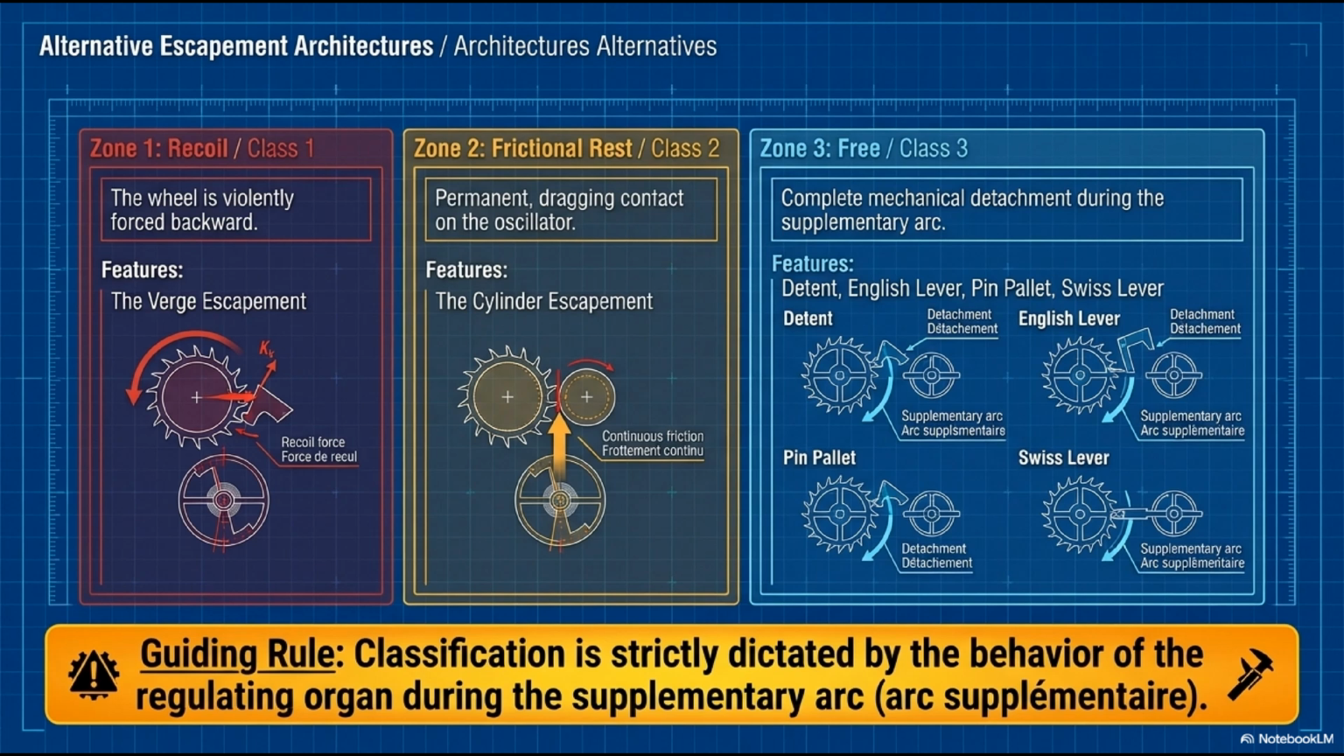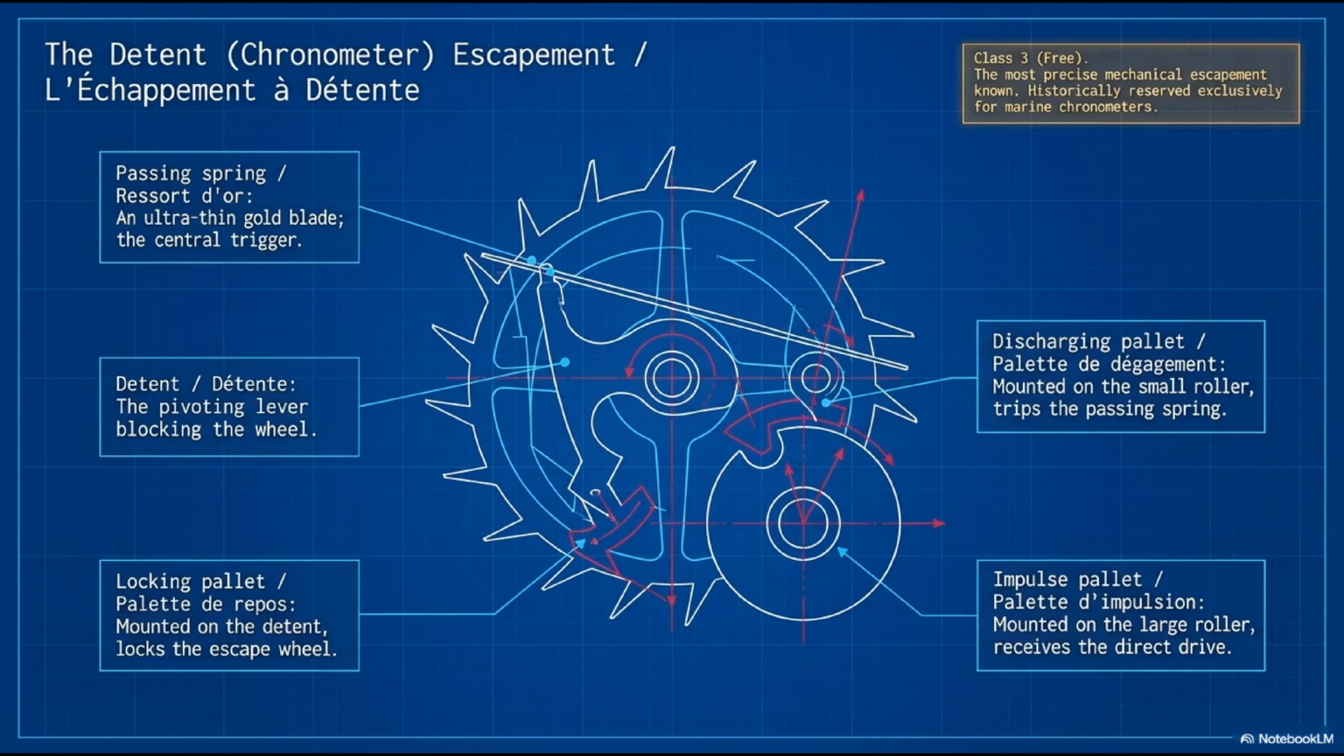This classification is not about design style or historical period. It's about the physics of what happens to the oscillator during its nominal free arc. That physics determines precision capability. Classes 1 and 2 permanently violate the isolation requirement. Class 3 satisfies it.